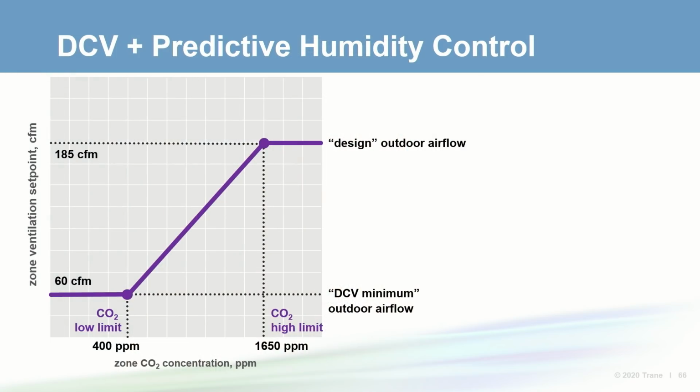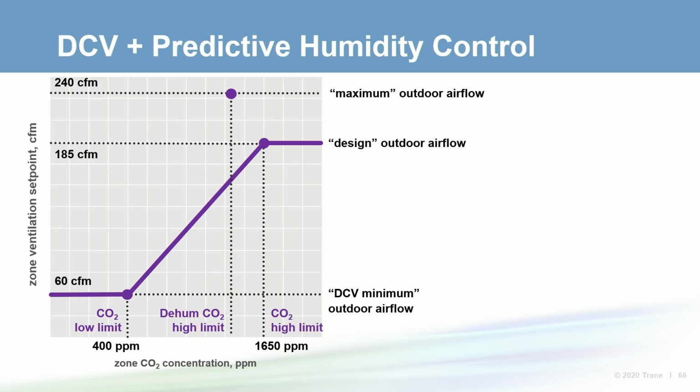If there's no space humidity sensor, an alternative approach is predictive humidity control. Whenever the dedicated outdoor air unit is in dehumidification mode, the ventilation airflow set point is calculated based on a different CO2 high limit. This high limit is calculated based on the maximum outdoor airflow required for dehumidification, not the minimum ventilation rate. We calculated that 240 CFM of dehumidified air was required to dehumidify this conference room at design occupancy. This corresponds to a CO2 high limit of 1,230 parts per million.